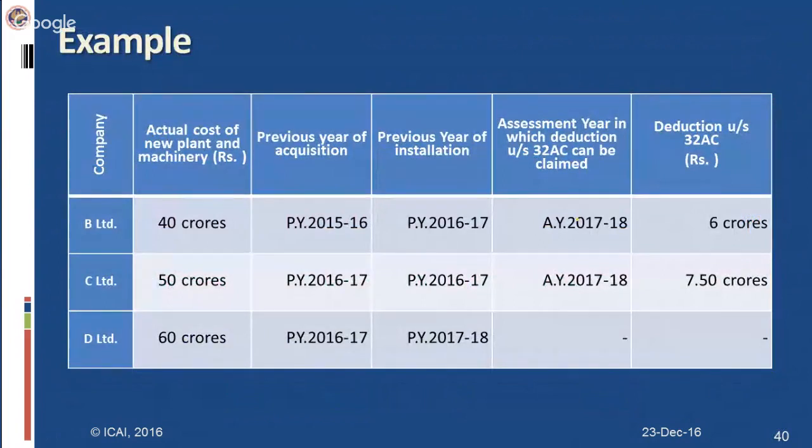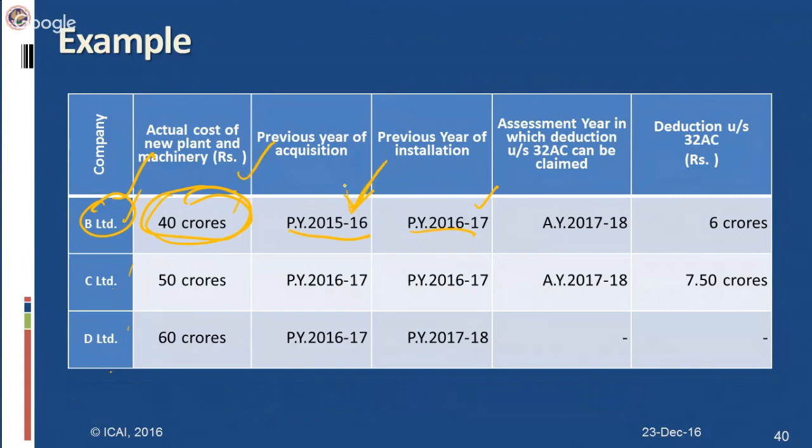So let us take an example. These are 3 different companies, B Limited, C Limited and D Limited. The actual cost of new plant and machinery is 40 crores, by B Limited. Previous year of acquisition is 2015-16. Previous year of installation is 2016-17. It's a company assessee, so that condition is satisfied. Amount exceeds 25 crores, that condition is satisfied.